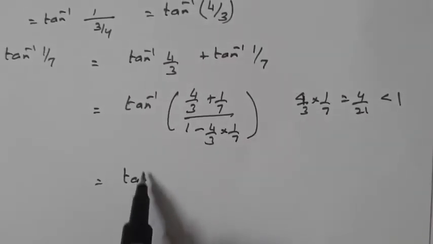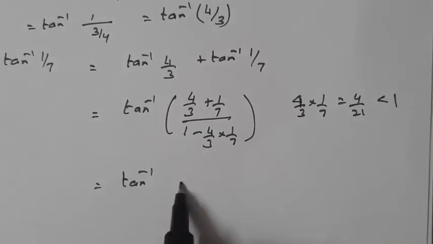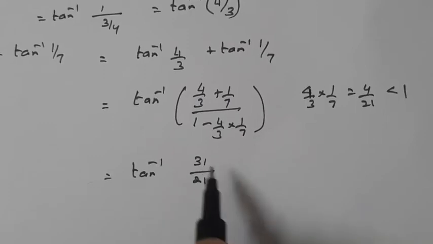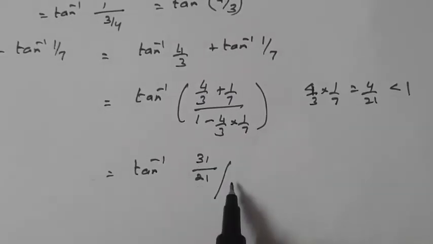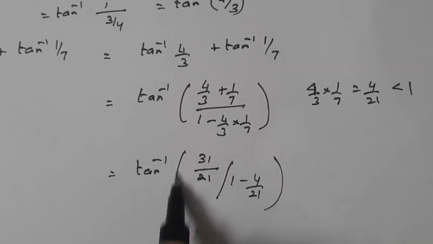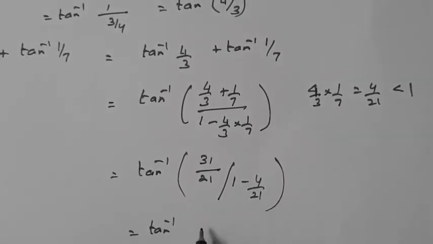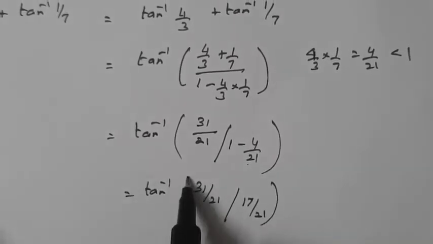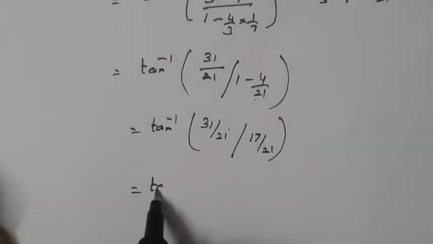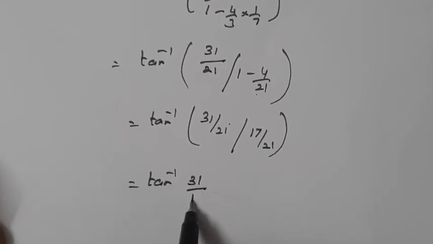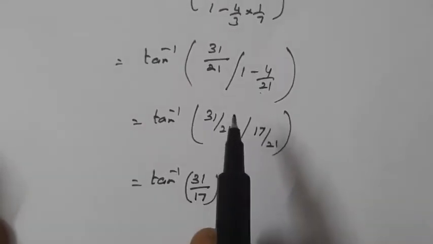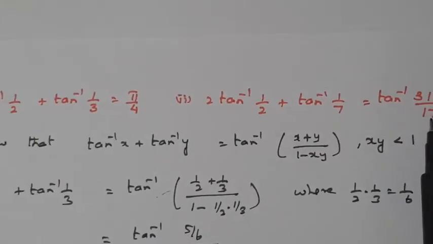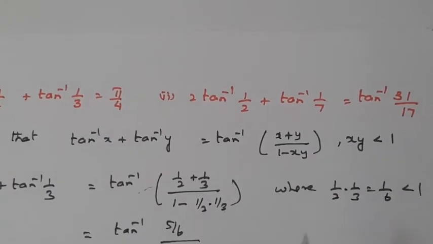Now that is tan inverse of, taking LCM as 21, 7 fours are 28, and then plus 3 is 31, divided by 1 minus 4 by 21. So, tan inverse of 31 by 21 divided by 21 minus 4, which is 17 by 21. Again this 21 and 21 get cancelled, so what would be the answer? Tan inverse of 31 by 17. So that is our right hand side. So we have proved this result.